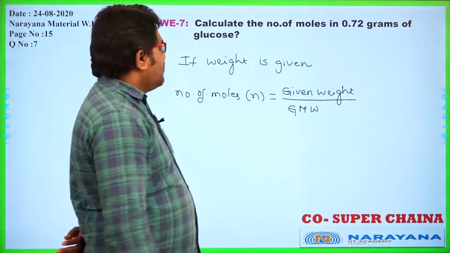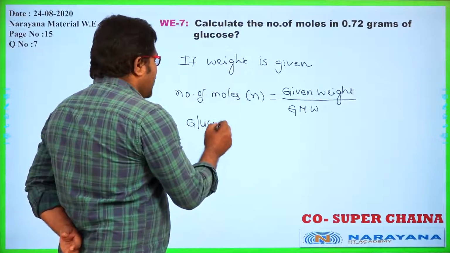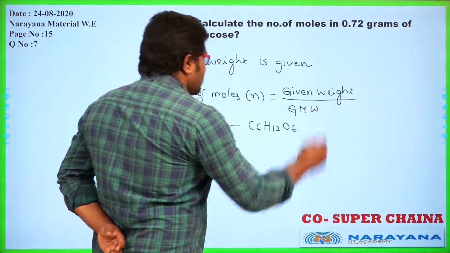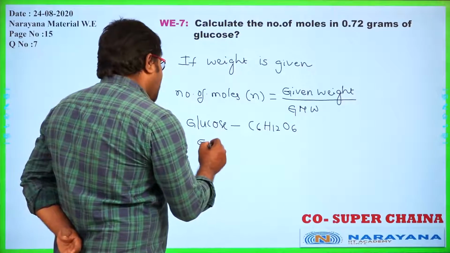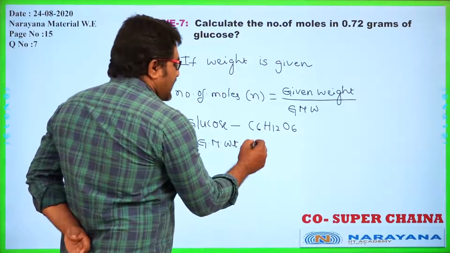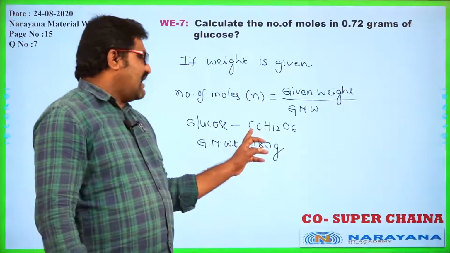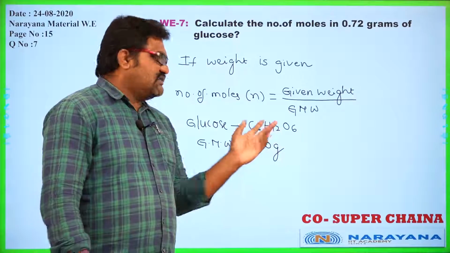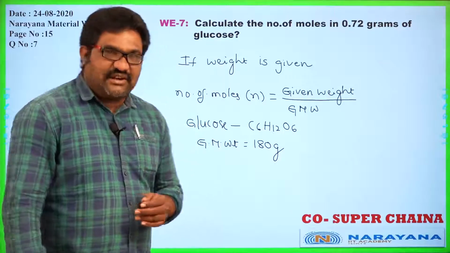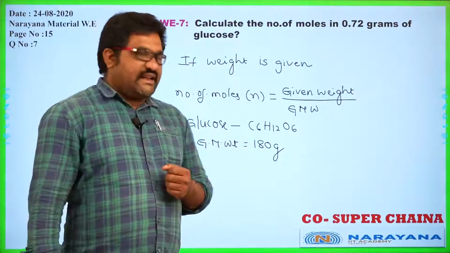Now, what is that molecule? Glucose. The formula of glucose is C6H12O6. Now, what is the gram molecular weight of that substance? Gram molecular weight is equal to 180 grams. As we calculate, 6 carbons are there, so 6 into 12; 12 hydrogens, 12 into 1, the atomic weight of hydrogen; and 6 into the atomic weight of oxygen, that is 16. So, if we calculate, we get 180 grams.